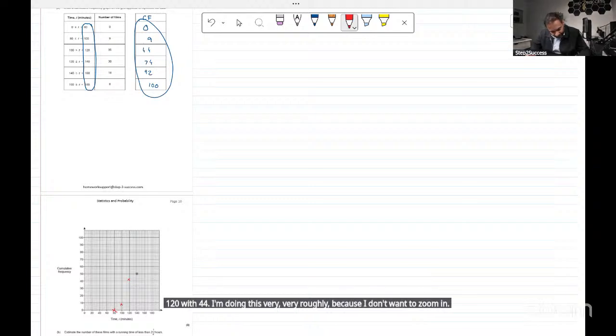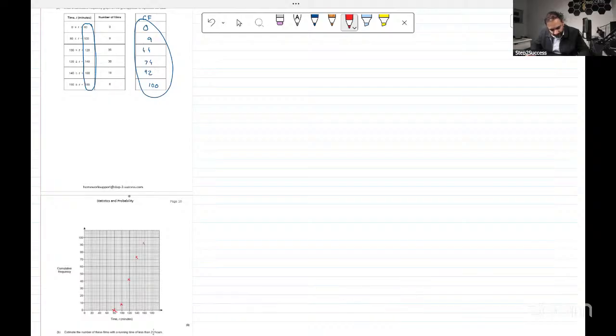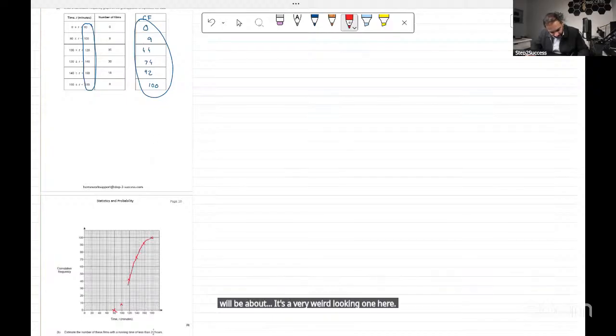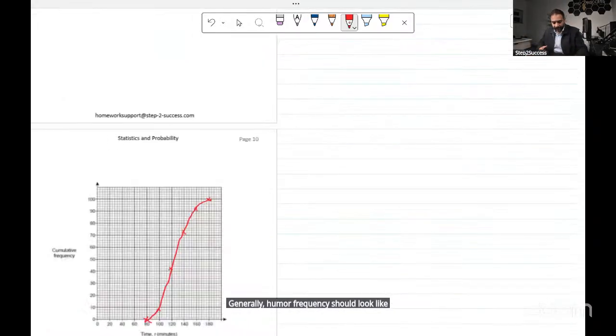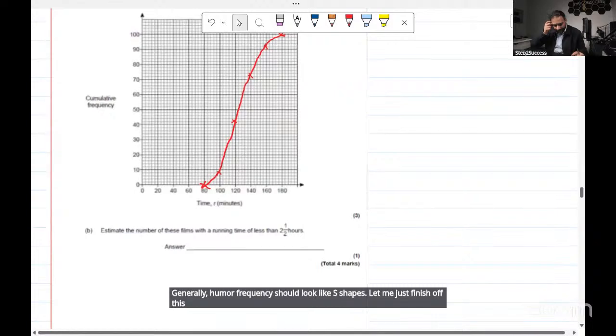140 with 74 will be about that. And 160 with 92 will be about there. And 180 with 100 will be about there, to get a very weird looking one here. Generally, cumulative frequency should look like S shapes. Let me just finish off this question and I'll see what somebody has asked.